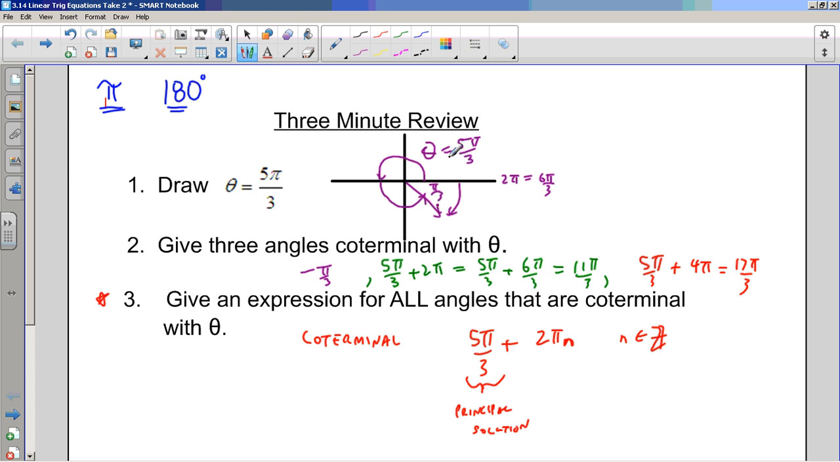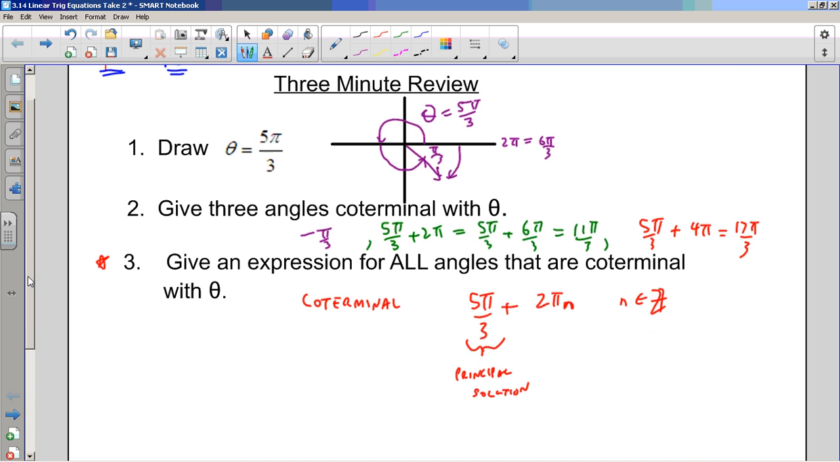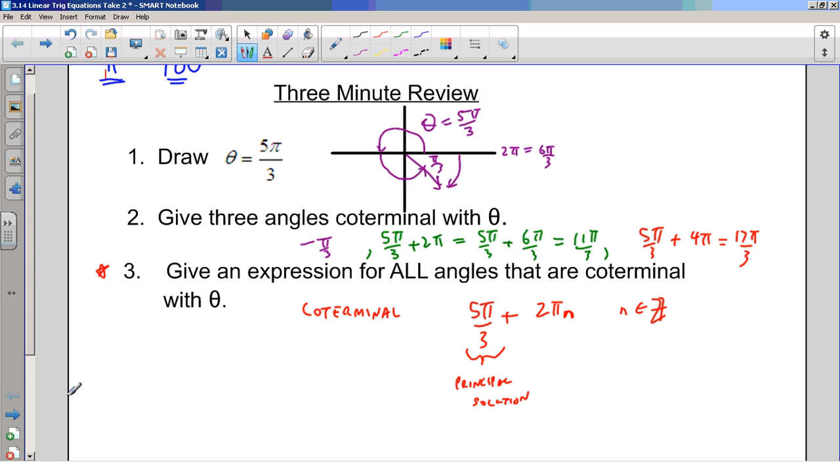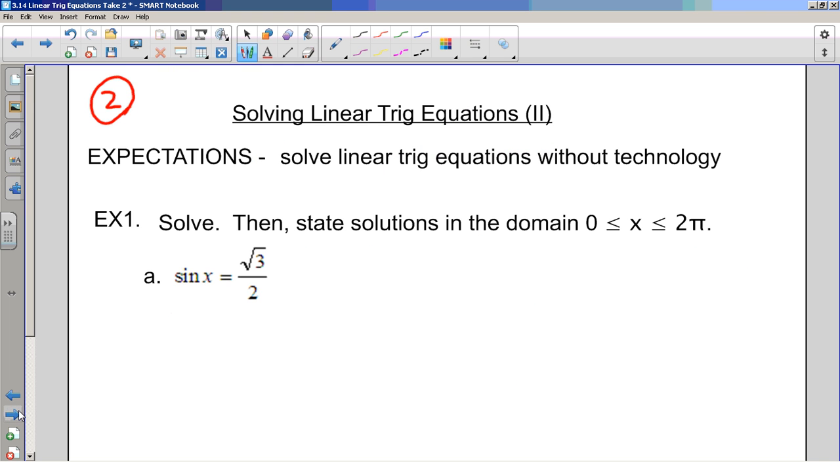And of course, what's the big whoop about this is that the sine of any of these angles, or the cos of any of these angles, or the tan of any of these angles, well, they give you the same trig ratios, which means that when we're solving trig equations, it gives us lots and lots of answers. Okay, on to the lesson.